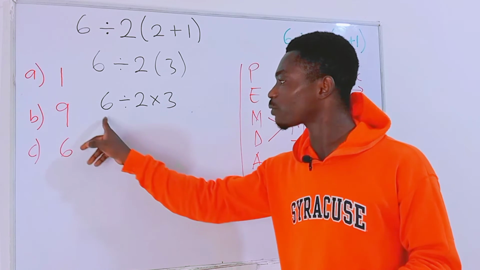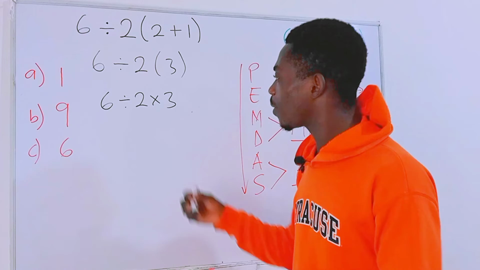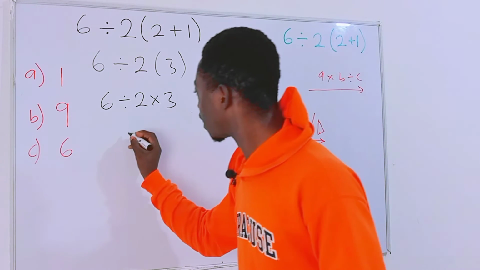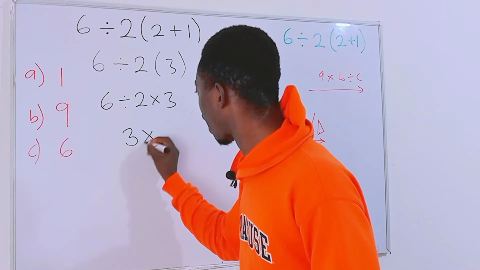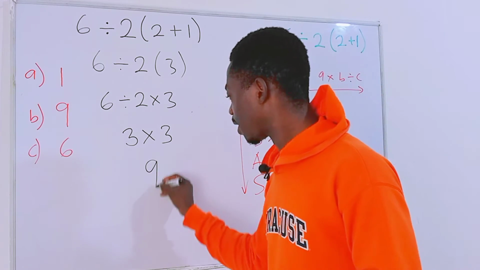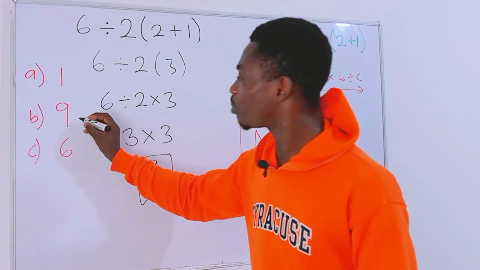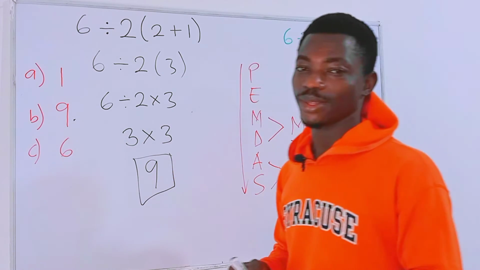And we can clearly see that from left to right, division comes before multiplication. Therefore, 6 divided by 2, that is going to be 3, and times 3 right here. 3 times 3 is 9, which happens to be option B. So I'm going to put a dot right here.